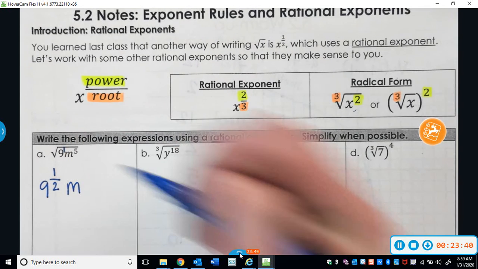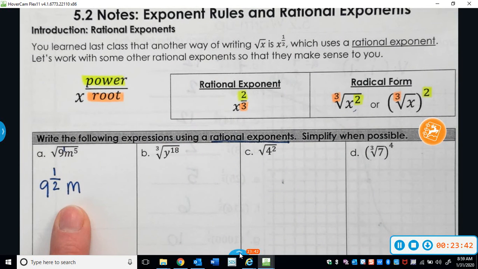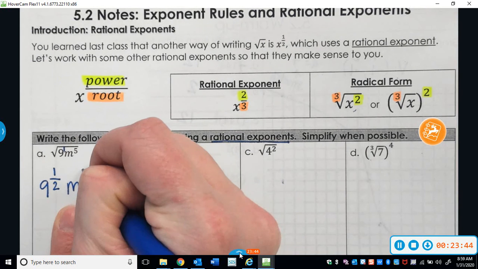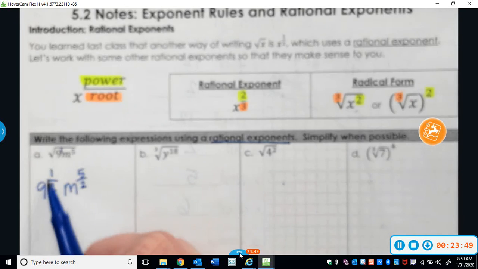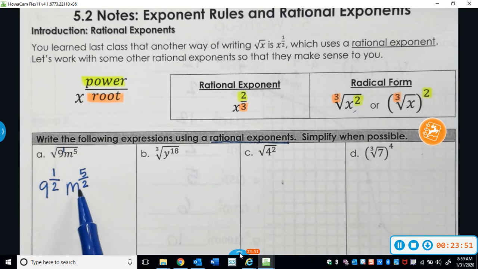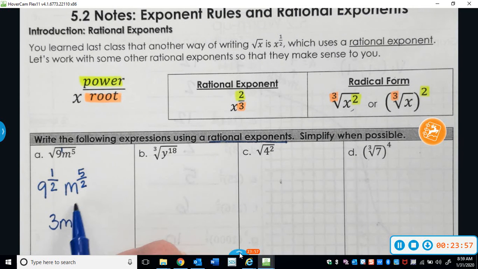All right, but then Byron, the exponent you said would work for the m. Yeah, so it would be 5 over 2. There you go. Good. All right, so we've rewritten them as rational exponents, and then we just double check and see, does anything simplify more? This means a square root, so what is the square root of 9? 3. Yeah, so that's going to be 3m to the 5 over 2 power.